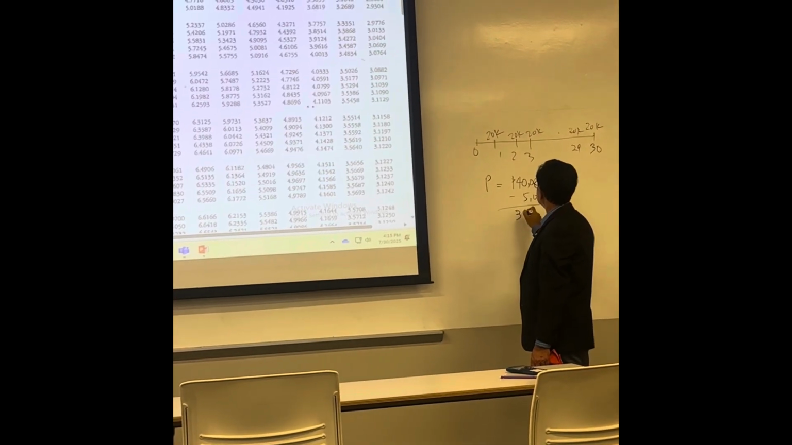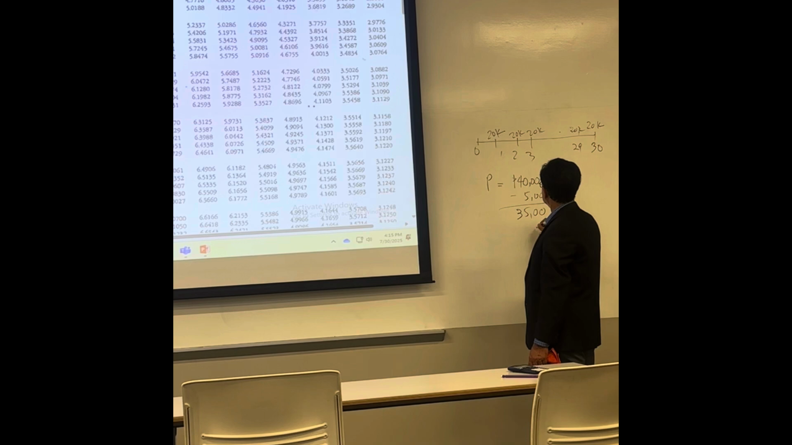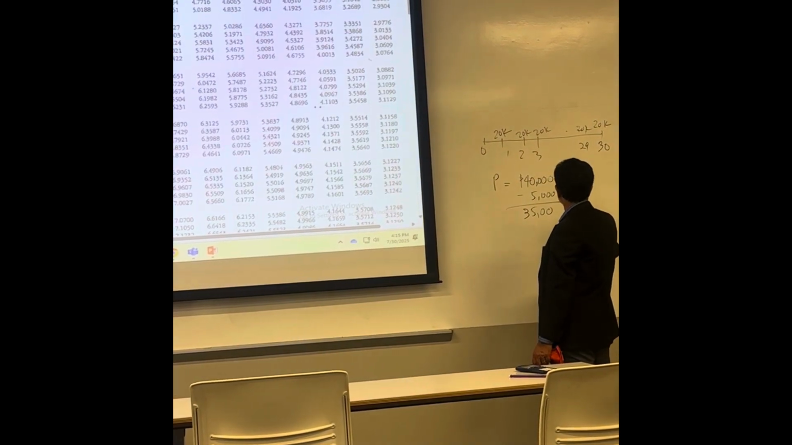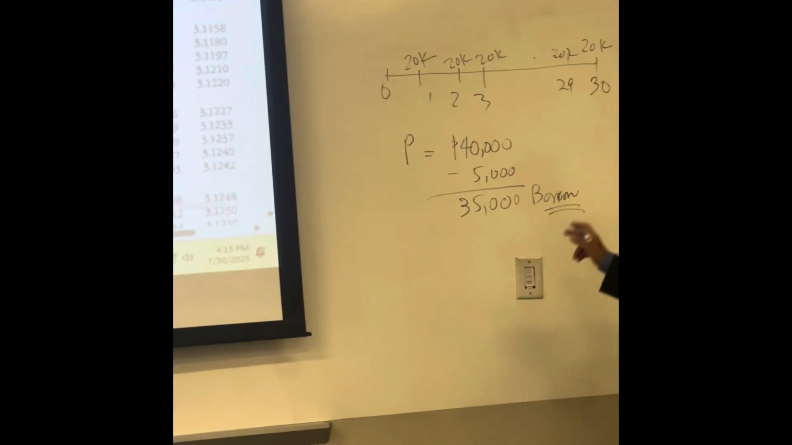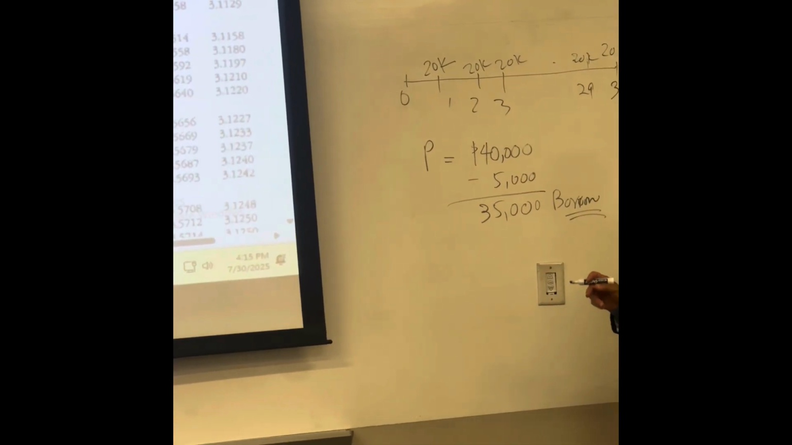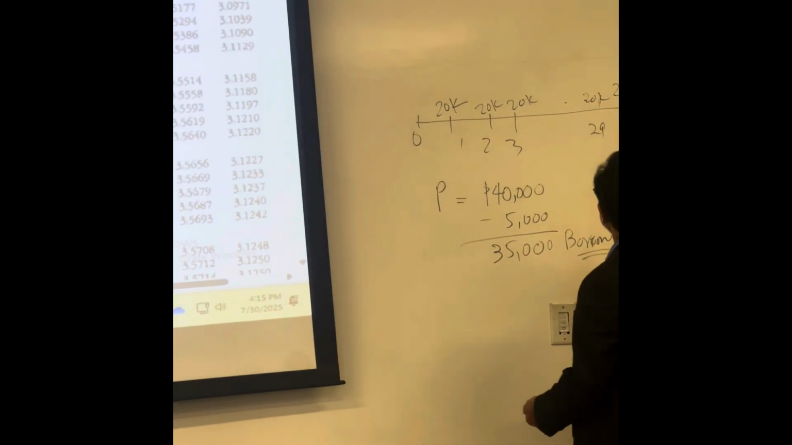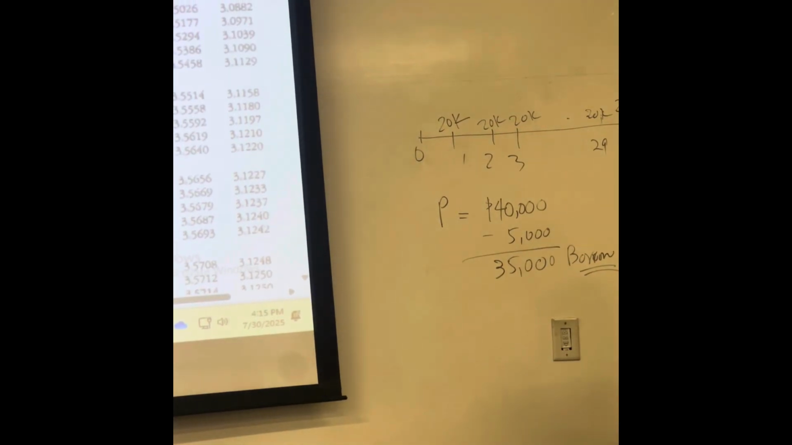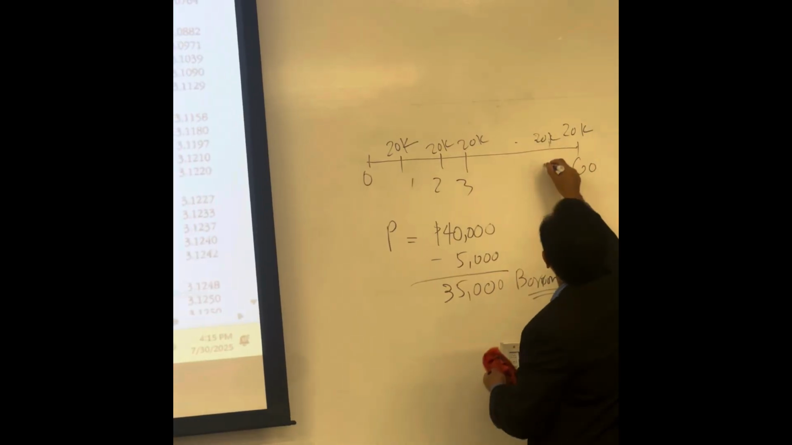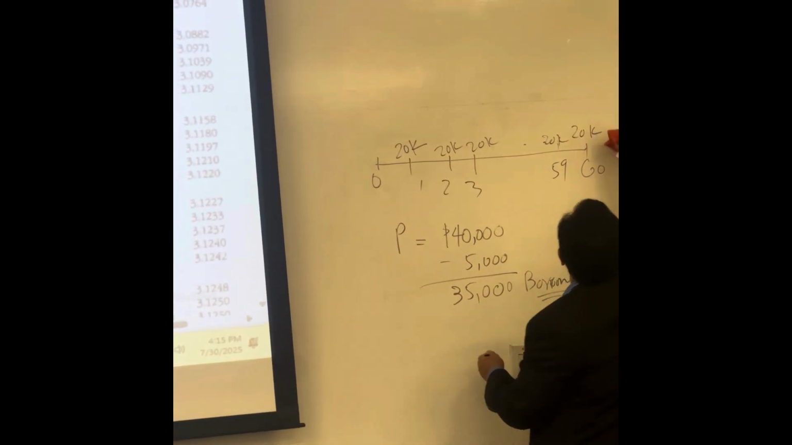So this 35,000, you need money, right? You need to borrow this money. You're borrowing this money today. And how long is this loan for? 60 months? I don't know. 60. Okay.